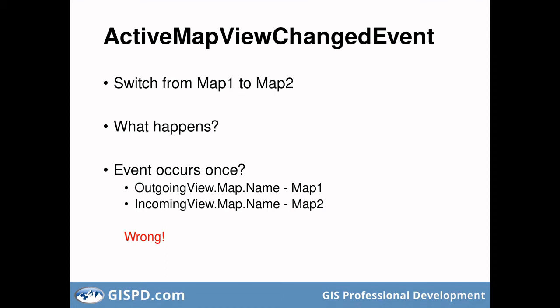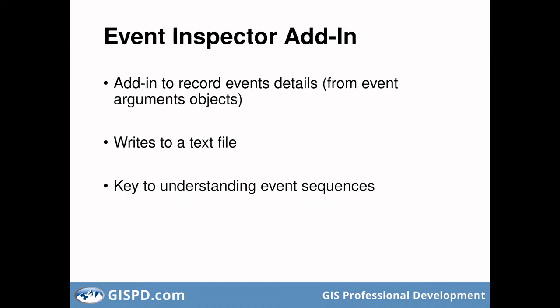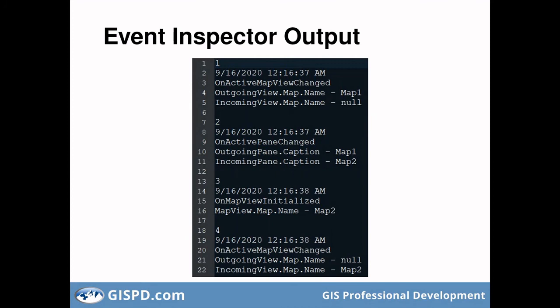I spent a lot of time struggling with this and decided to write another add-in to help me figure out what happens. It's called the Event Inspector add-in, and what it does is write the details from event objects to a text file as the events occur, which turns out to be extremely informative. This is what actually happens.